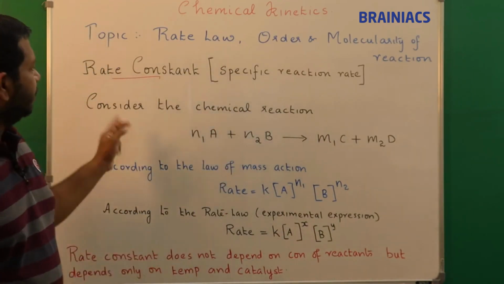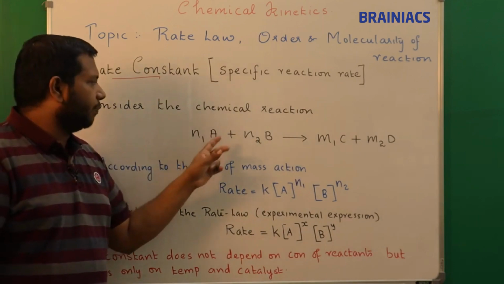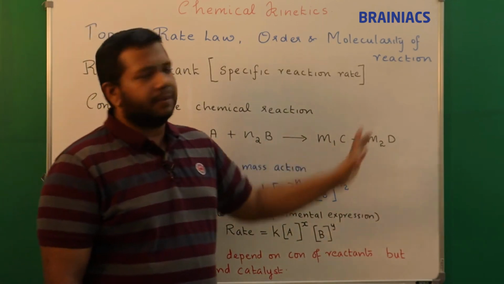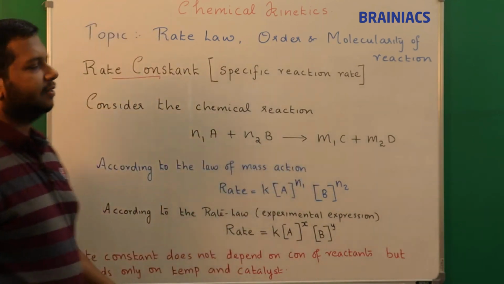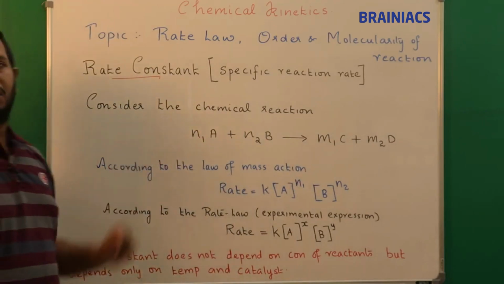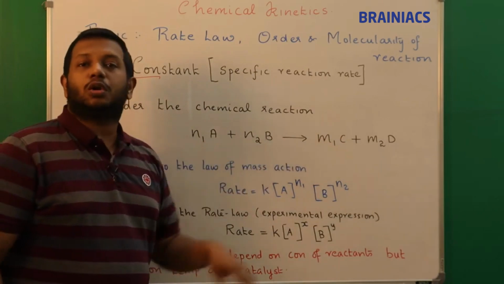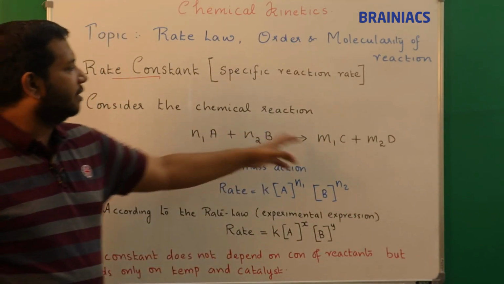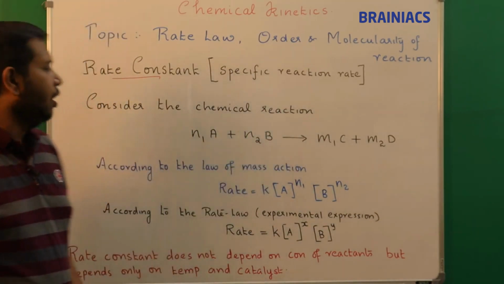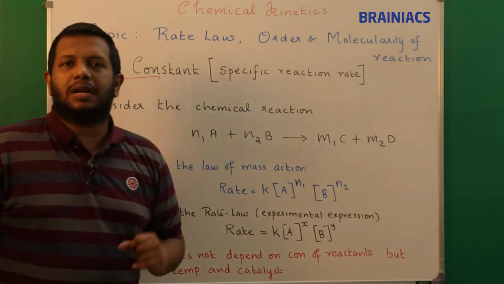Now consider the chemical reaction n1A plus n2B giving m1C plus m2D. Consider this as a balanced chemical reaction. We know that n1, n2, m1 and m2 are the coefficients of A, B, C and D respectively.